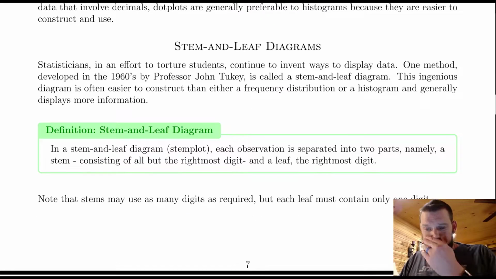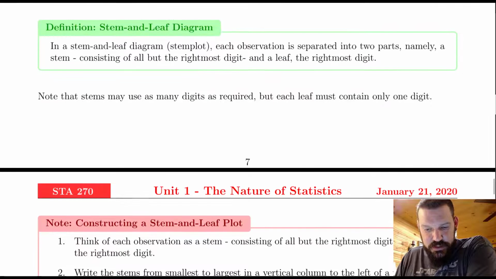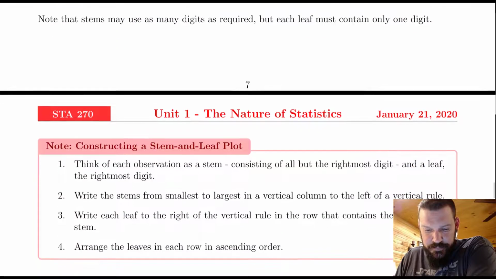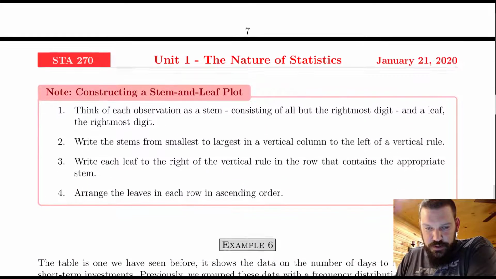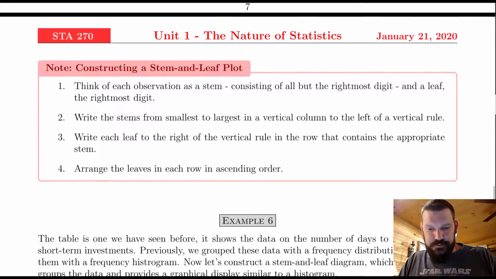Stem and leaf diagrams are another useful way to represent data. Visually, you can see a lot with a stem and leaf plot. To construct a stem and leaf plot, the first step is to think of each observation as a stem consisting of all but the rightmost digit. And then the leaf would be the rightmost digit.